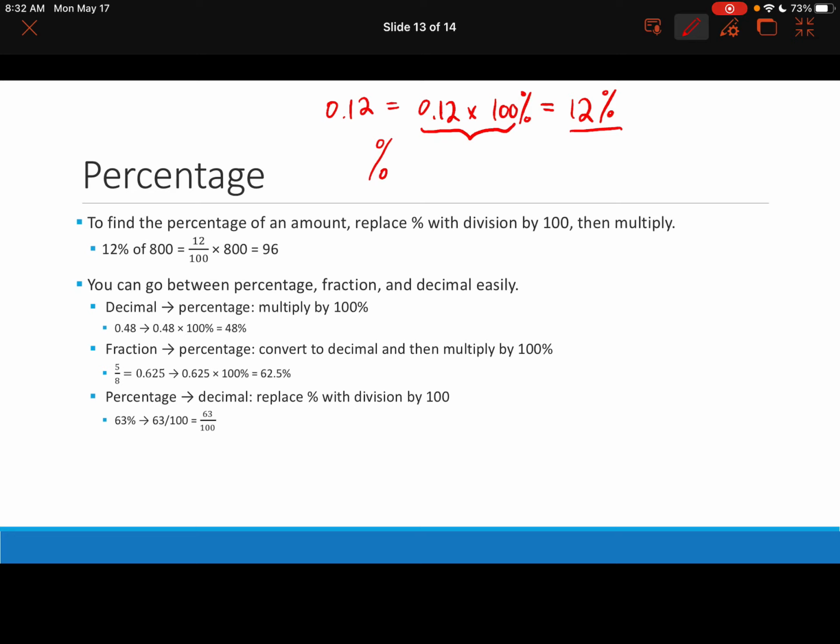If you want to go backwards, say 50%, you simply take 50 divided by 100. That's 0.5. So 50% is 0.5. So you can go from decimal to percentage, or fraction to percentage. You just convert to decimal first, then go to percentage, or you can go from percentage to decimal. So these are very simple procedures. You should know this.